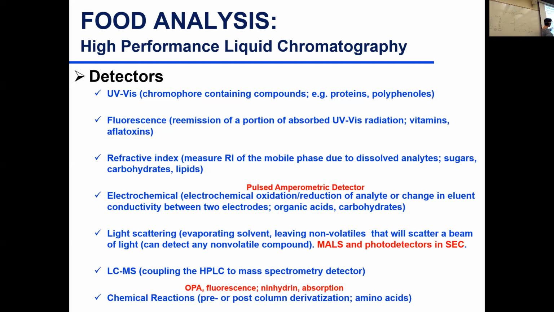Another type of electrochemical detector measures conductivity. So, and this is used for mostly organic acids and some carbohydrates.